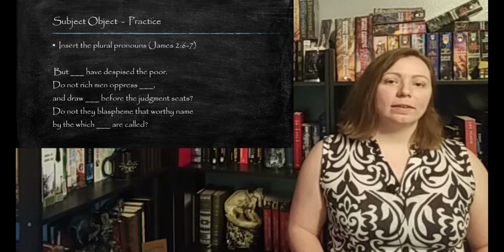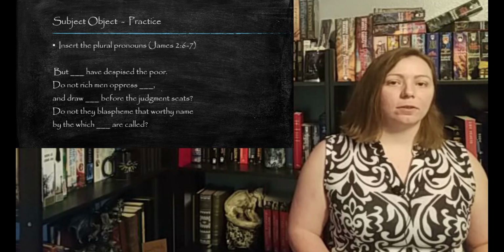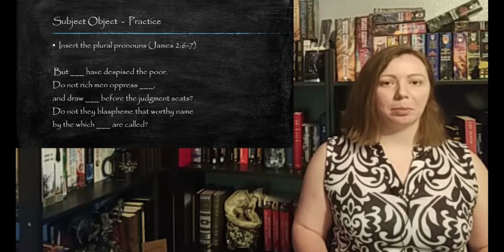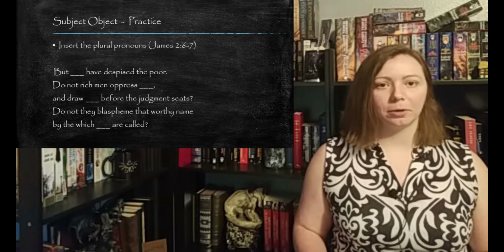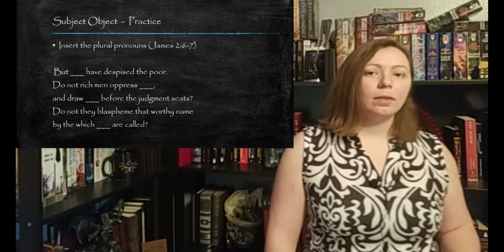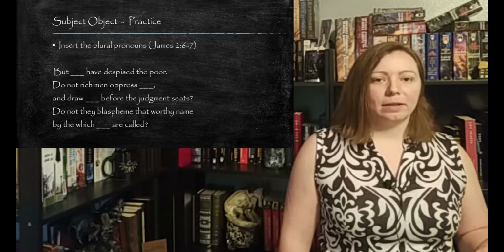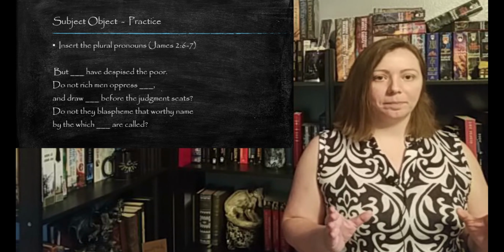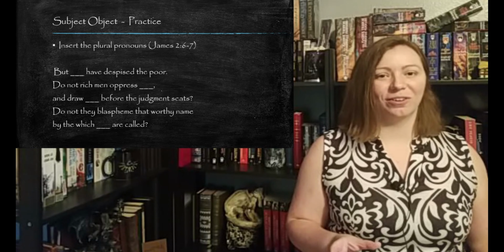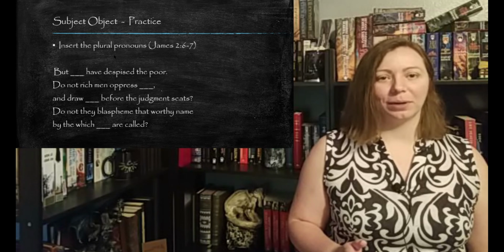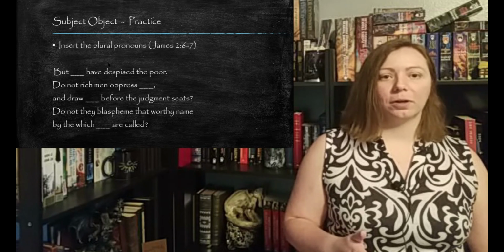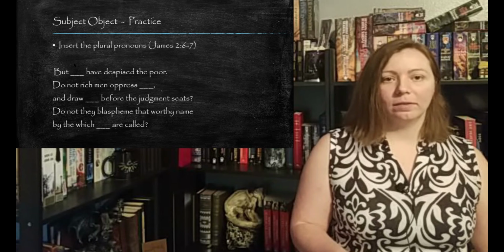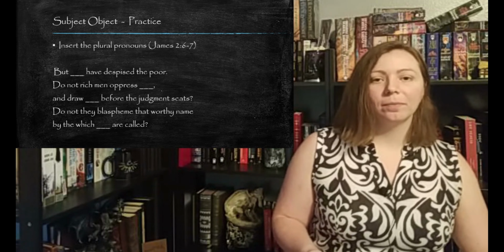So first sentence: "But blank have despised the poor." In this example, all of these words are going to be plural, so they're plural, second person pronouns. "But blank have despised the poor." This is using your subject, verb, object order. So we've got "have despised" working as your verb, and then "the poor" as your object. It's "ye have despised the poor," "ye" being your subject form.